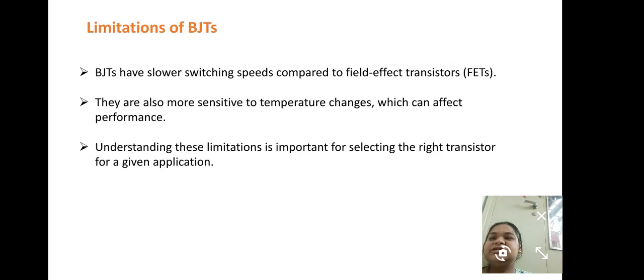Limitations of BJT. BJTs have slower switching speeds compared to field effect transistors. They are also more sensitive to temperature changes, which can affect performance. Understanding these limitations is important for selecting the right transistor for a given application.